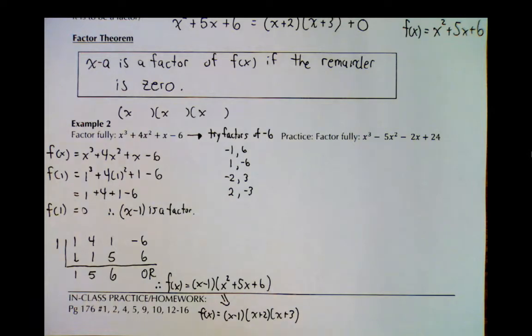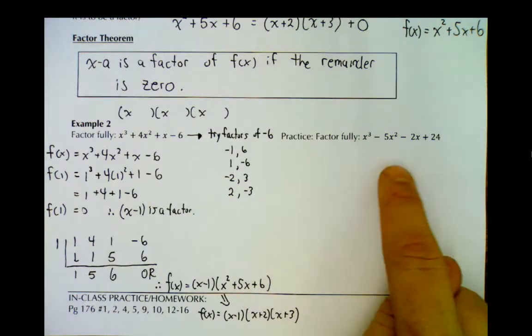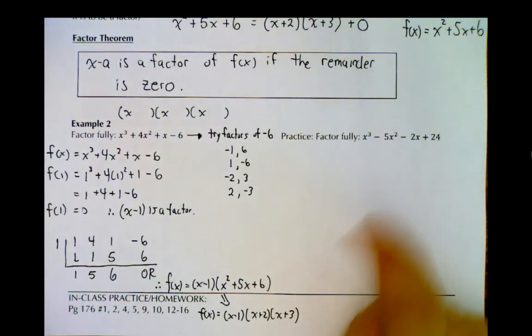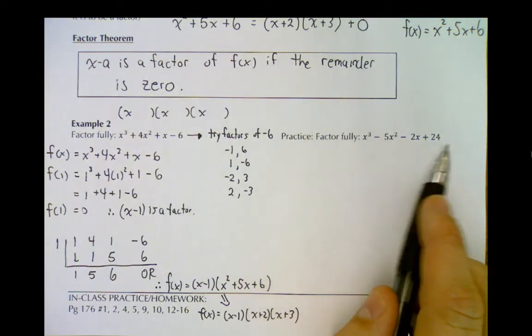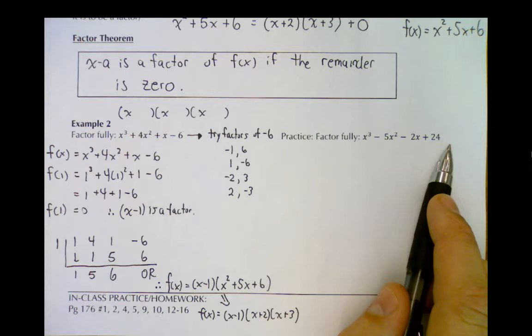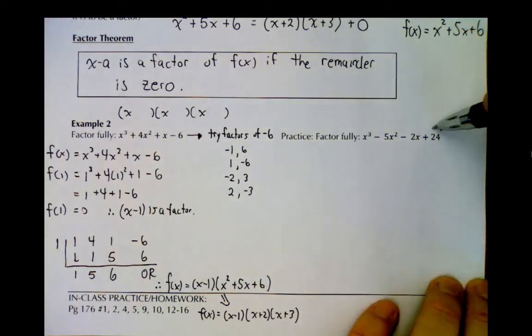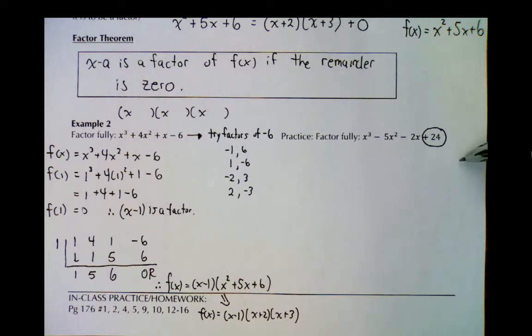So try applying that strategy to a second example. In this case, we want to factor x cubed minus 5x squared minus 2x plus 24. So start the exact same way. Look for factors of 24. There's a lot. By trial and error, start testing them.